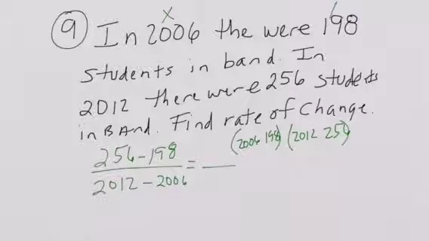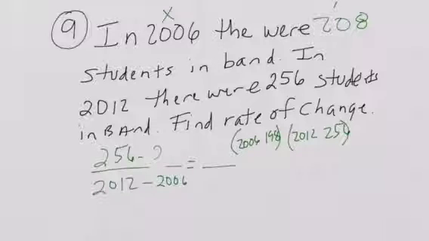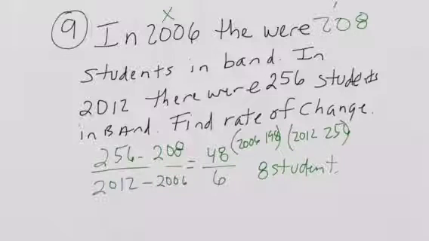Okay, let's go back and change this number so that our equation will work. The problem should have been 208, not 198. So let's go ahead and come down here and take out 208. So when we subtract that, that's going to be 48, and it's going to be over 6. So the constant rate of change is going to be 8 students per year.